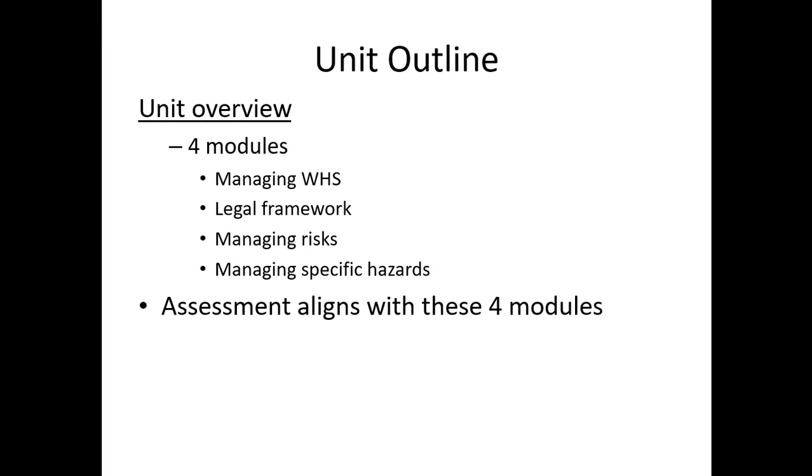So the unit outline provides an overview of our four main modules. That's what we're going to be looking at. Managing work health and safety, the legal framework for safety, how we manage safety risks, and we're going to look at some of the specific work health and safety hazards. We've got our assessment, which lines up with these four main ideas. We'll talk about them a bit more in a moment, but our assessment matches up exactly with them, so everybody gets to be learning across those four areas.